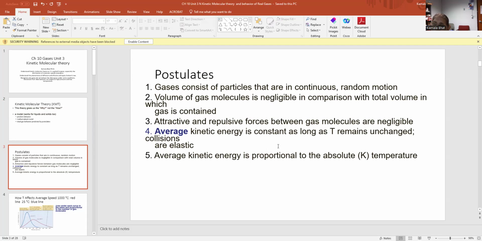Gases consist of particles that are in continuous random motion. Volume of gas molecules is negligible in comparison with the total volume of the container. Attractive and repulsive forces between the gas molecules are negligible. The average kinetic energy is constant as long as the temperature remains unchanged, and the collisions are elastic. Average kinetic energy is proportional to the absolute temperature.